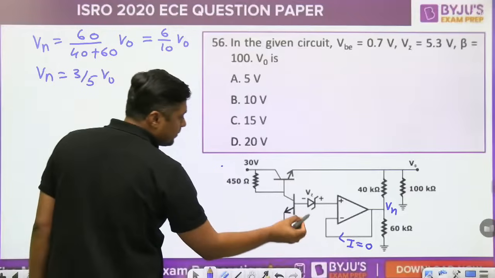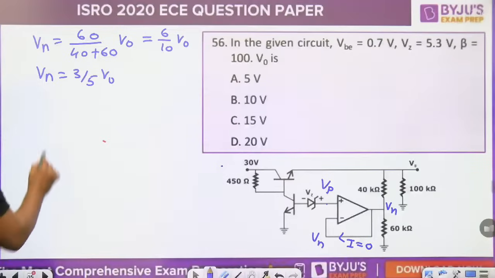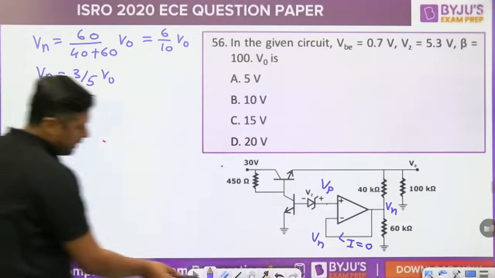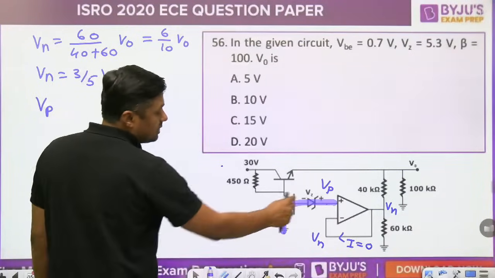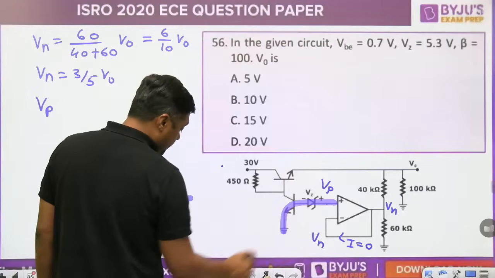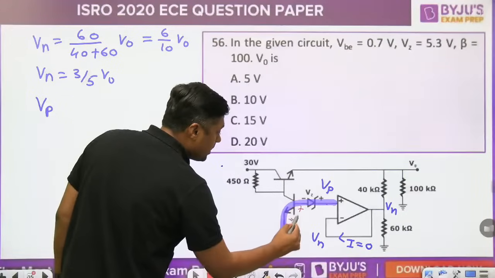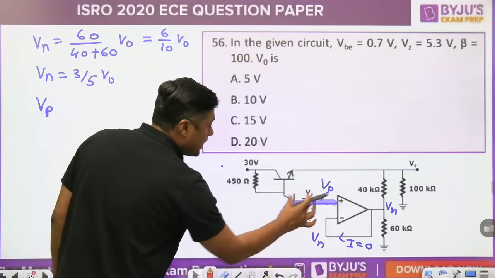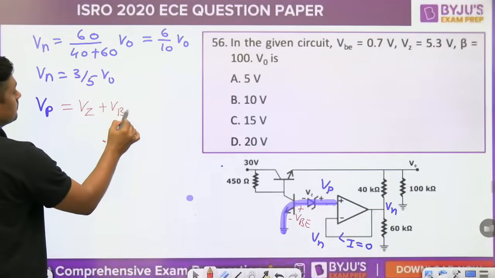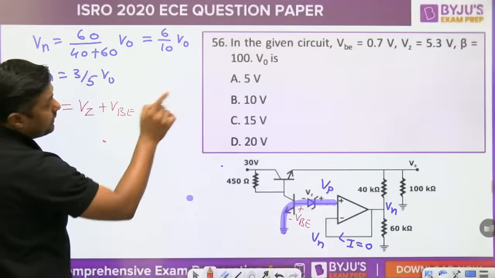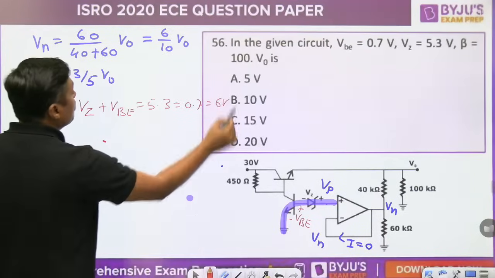According to the virtual short concept, Vp and Vn are equal. What is Vp? To find Vp, apply KVL from this point to this point only. Across the Zener diode is Vz, and this voltage is VBE. Vz plus VBE is the value of Vp. The breakdown voltage is given as 5.3 volt and VBE is given as 0.7 volt, so it becomes 6 volt.